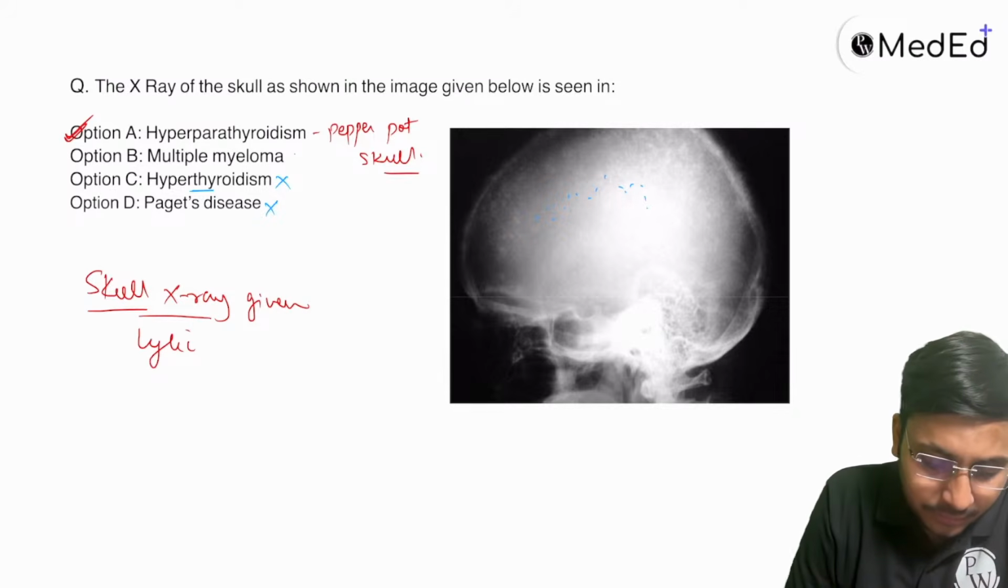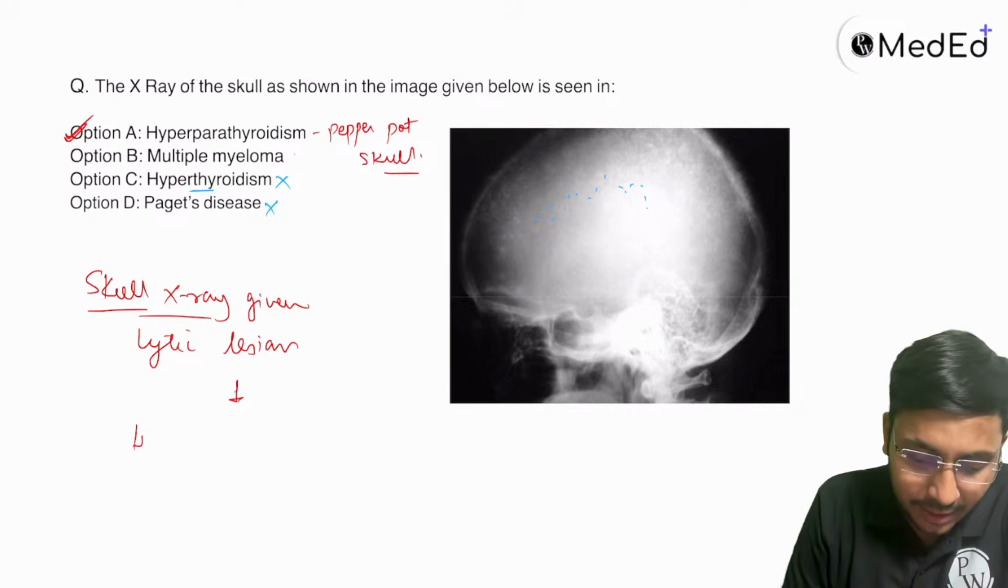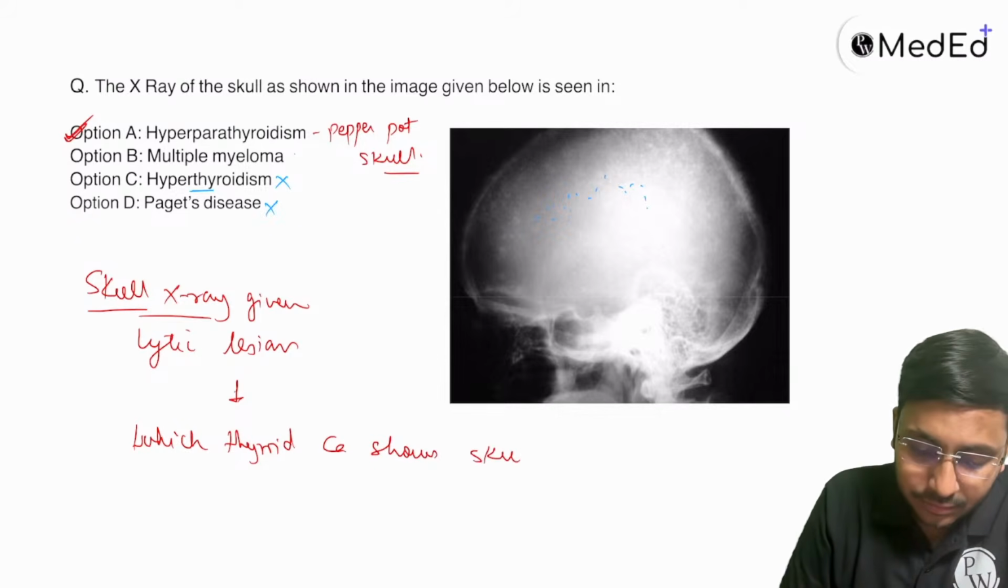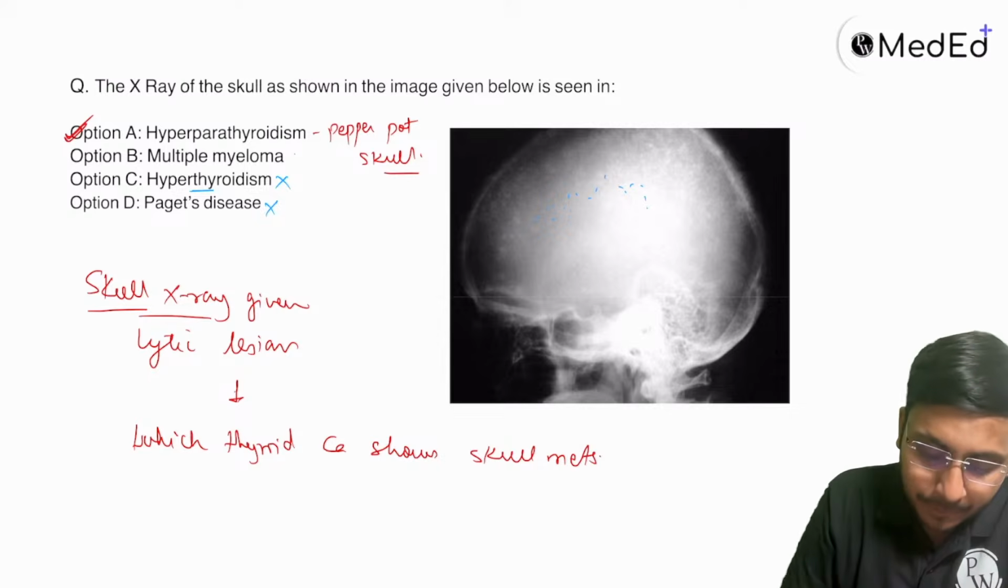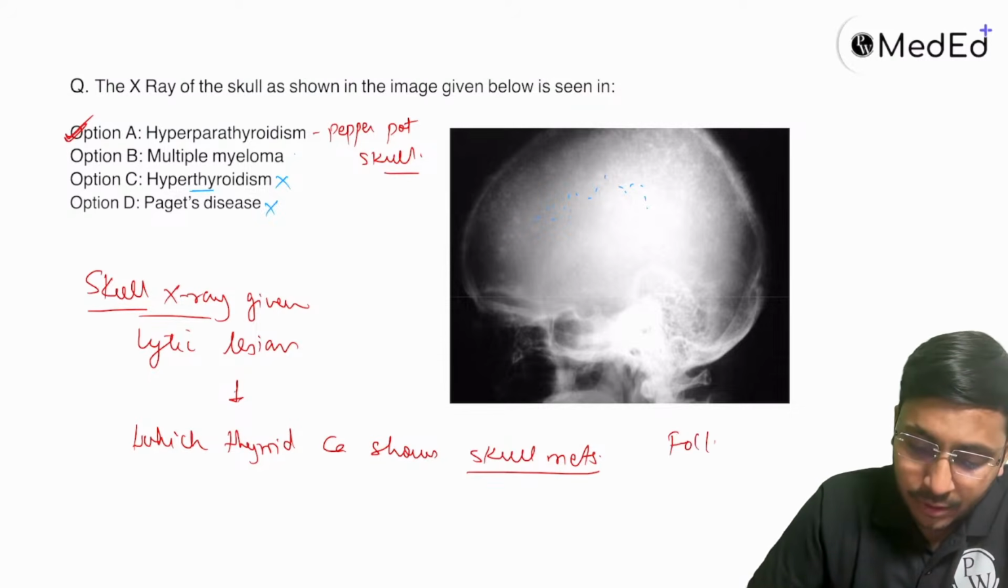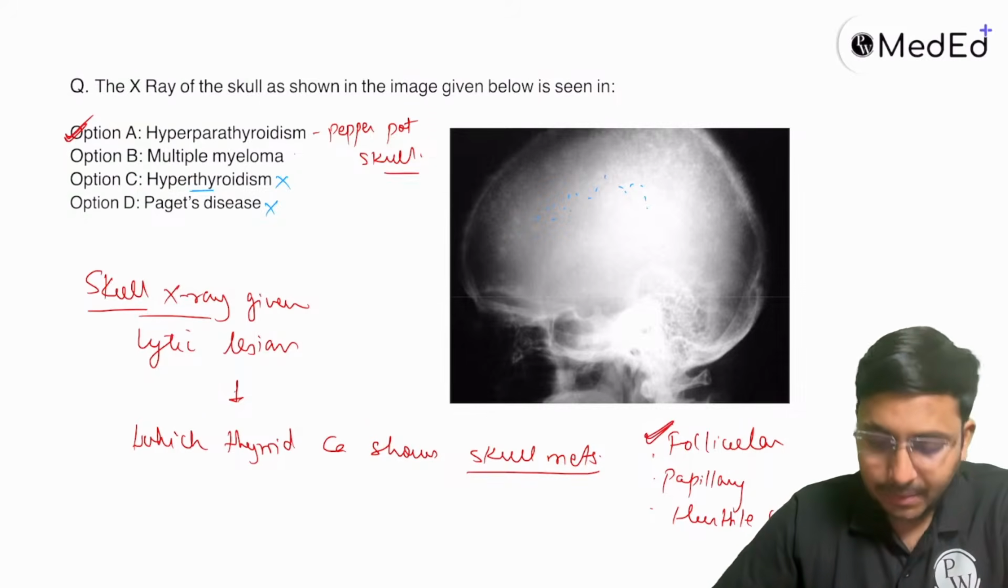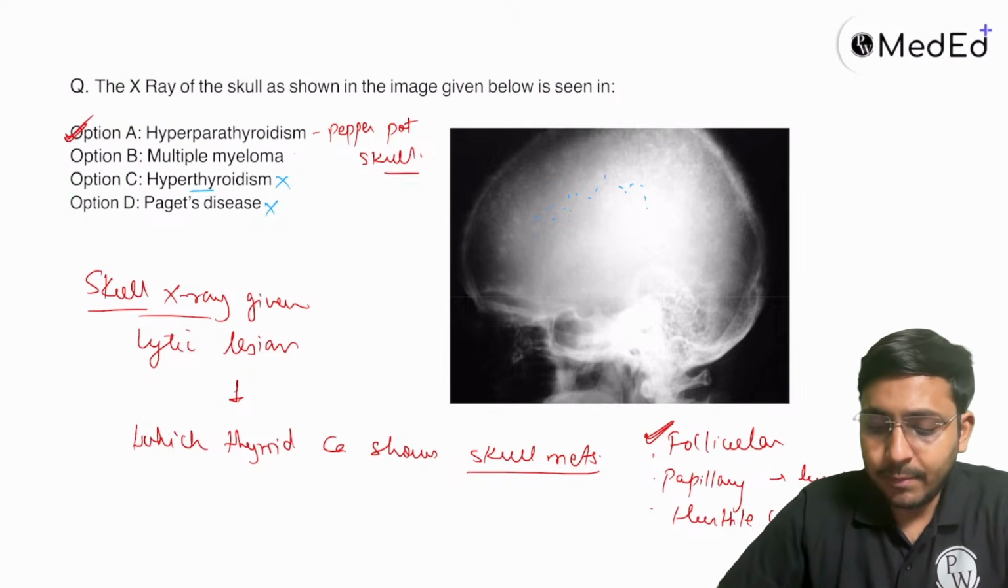Now, a question that came recently in INI: a skull X-ray was given and they were lytic lesions, and you were asked which thyroid cancer shows skull mets. The options were follicular, papillary, Hürthle cell. So the answer is follicular. Papillary shows lymph nodal mets.